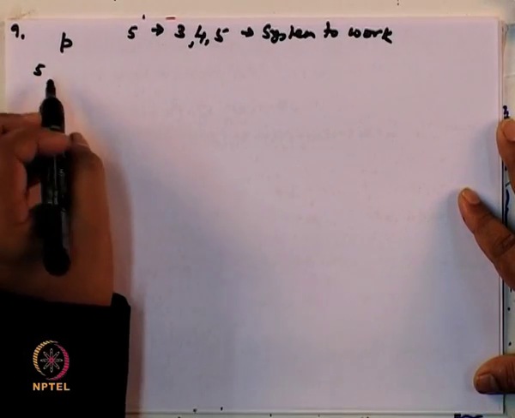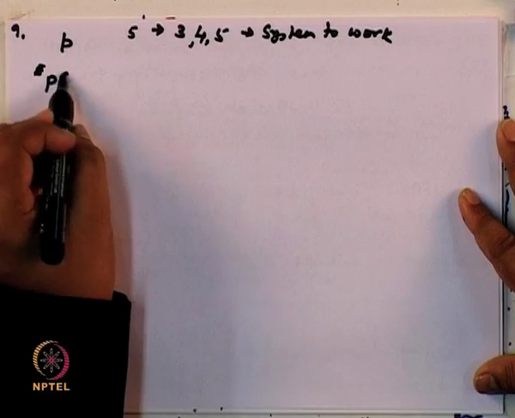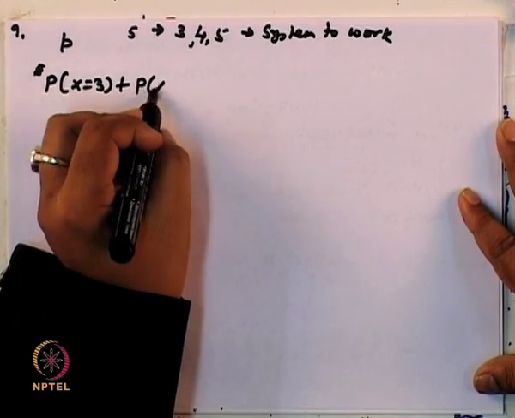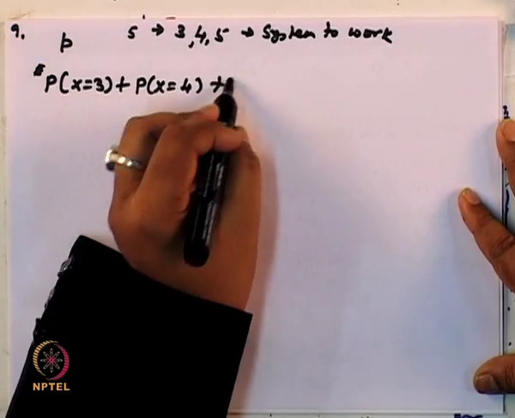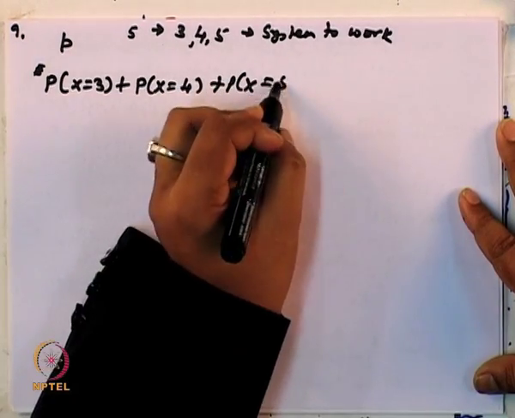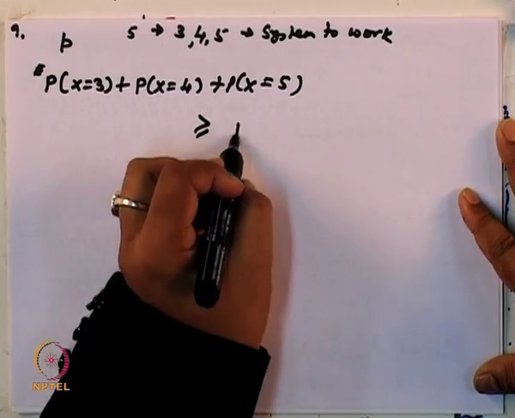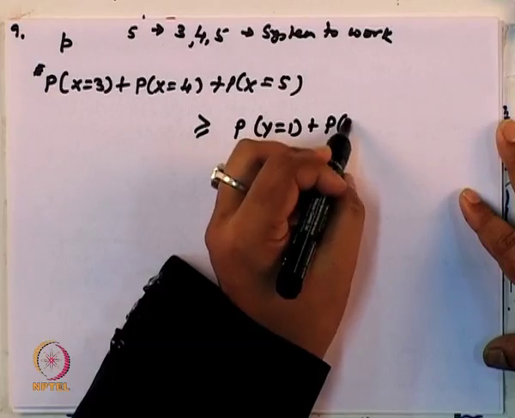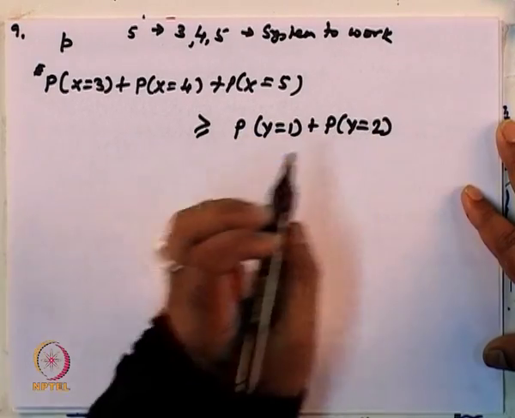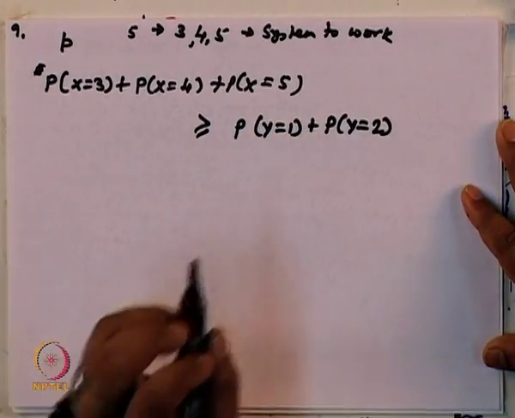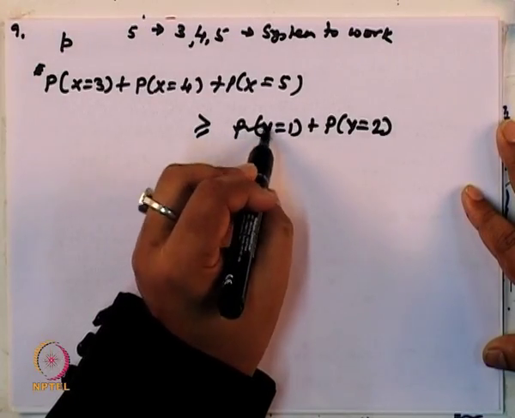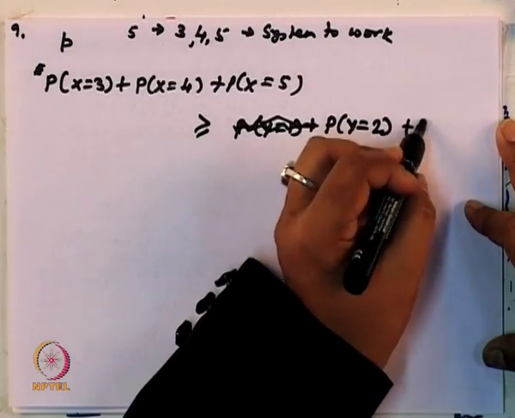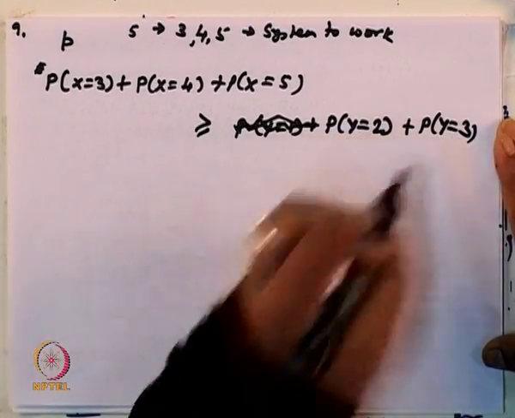This probability is the probability of x equal to 3 plus probability of x equal to 4 plus probability of x equal to 5. And this is greater than the probability of y equal to 1 plus probability of y equal to 2. Okay. So, y equal to, sorry, at least half is working. Okay. Y equal to 3.